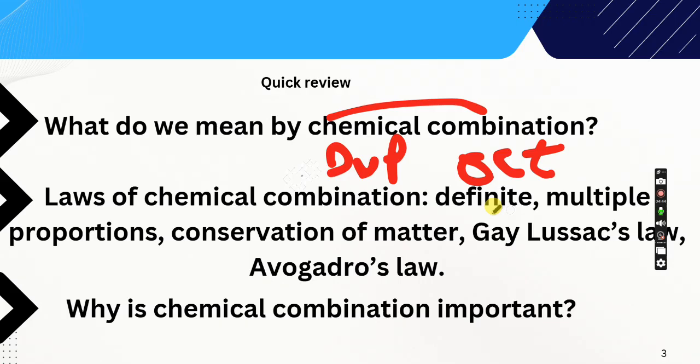The law of multiple proportion states that when two elements combine to form more than one compound, the mass of one of those elements that combine with a fixed mass of the other will always be in simple ratio. This one is talking about when two substances are combining to form more than one product. While the conservation of matter says that matter can never be produced nor destroyed, but can be transformed from one form to another.